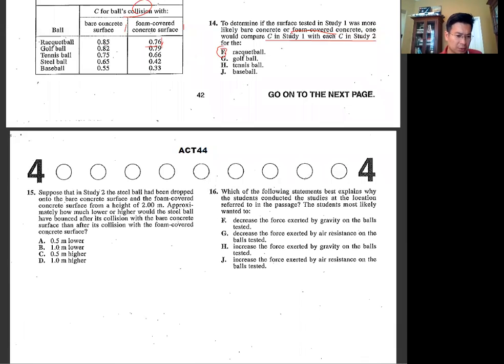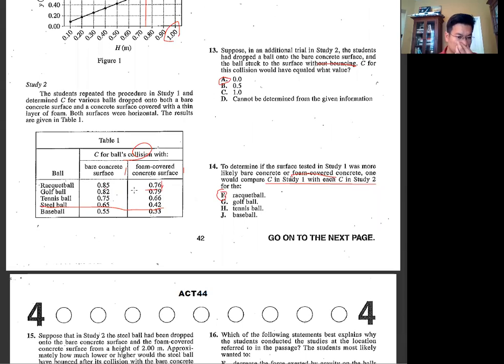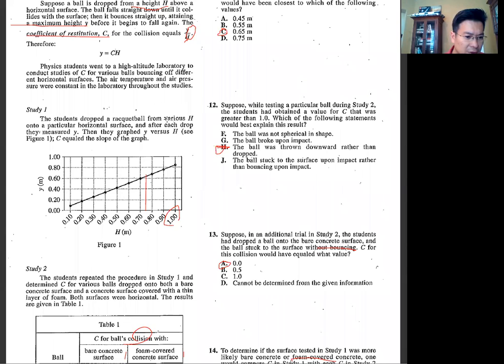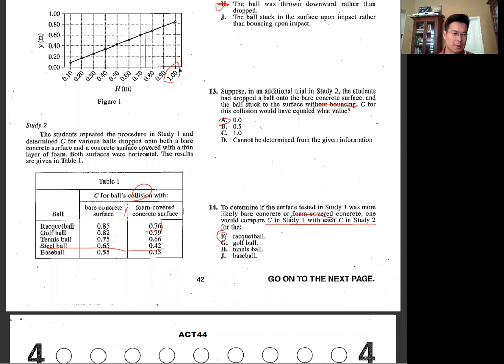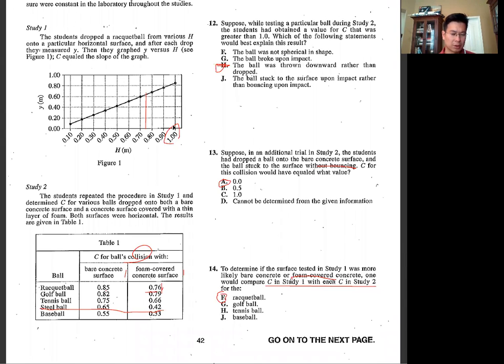15, study 2. The steel ball was dropped onto the concrete and the height is 2.0, most likely, approximately. The steel ball bounced in collision with concrete and covered. Here it says 0.65 and 0.24. So right now it's dropping from what? Oh, we don't know the height. But the height is 2.0. So H is 2.0.